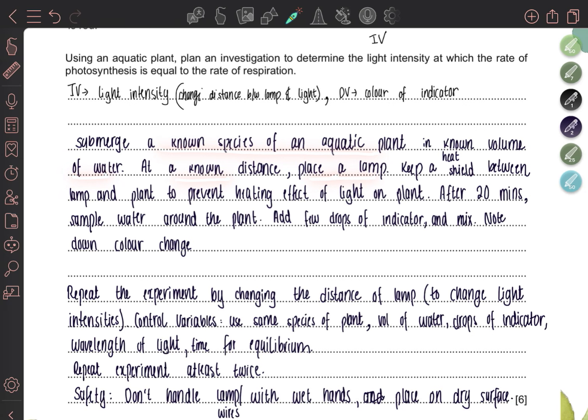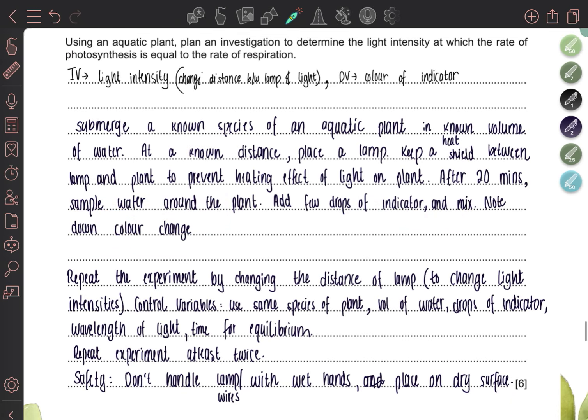Keep a heat shield between the lamp and plant to prevent the heating effect of the light on the plant, because this could affect our results. After 20 minutes, sample the water around the plant, and then you're going to add a few drops of indicator and then mix it. Note down the color change. Now you're going to repeat this experiment, using the same species, same minutes and everything, same conditions. And this time you're going to change the distance of the lamp to change the light intensity.